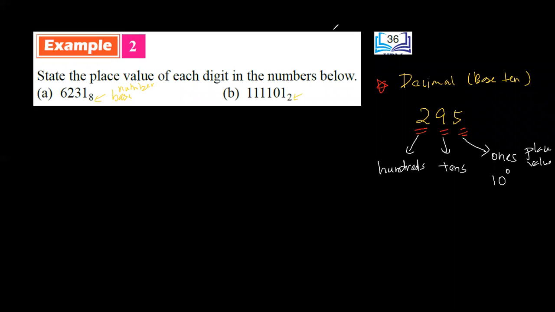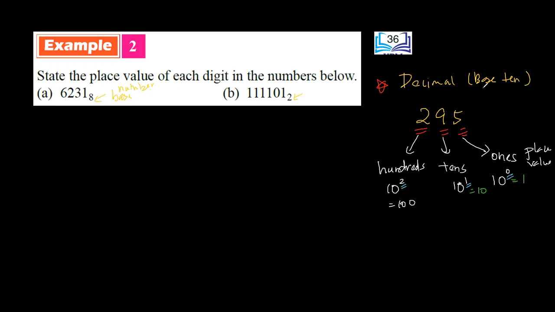Ones is 10 to the power of 0, because 10 to the power of 0, what do you get? You will get 1. Okay, then tens, right? Tens is 10 to the power of 1, because 10 to the power of 1 is 10. 100 is 10 to the power of 2, which is 100. When we look at the power, it starts from 0, 1, 2.